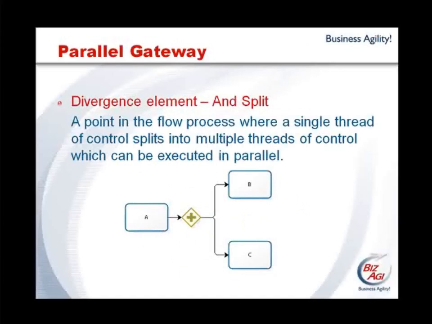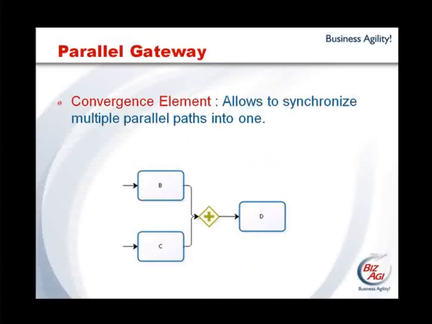The parallel gateway, used as an element of divergence, allows you to generate various routes concurrently or in parallel. The parallel gateway, used as an element of convergence, allows you to join various routes that are executed in parallel into just one.